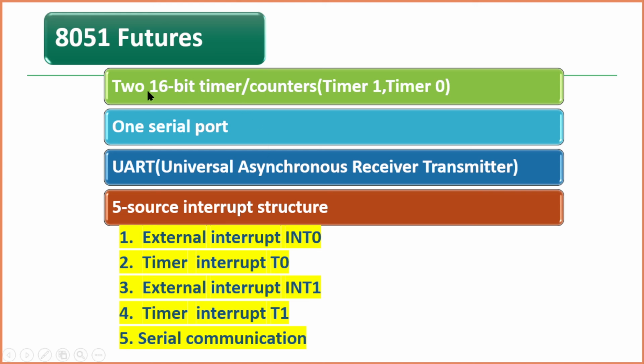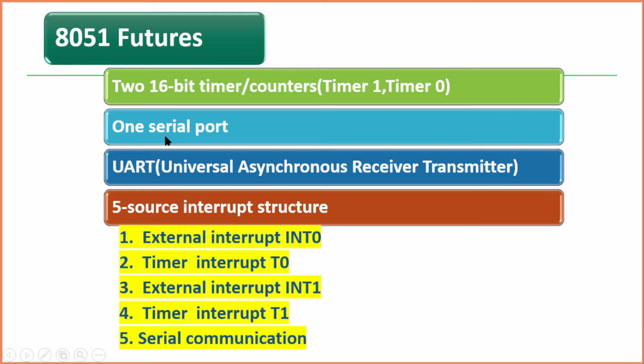Then we have two 16-bit timer counters. The words timer and counter have different names, but functionally they are the same. If it is taking the internal clock as the clock input, it is called a timer. Suppose we are giving a clock input from external T0, T1, then that circuit is called a counter. Functionally there is no difference, only the source of the clock differs.